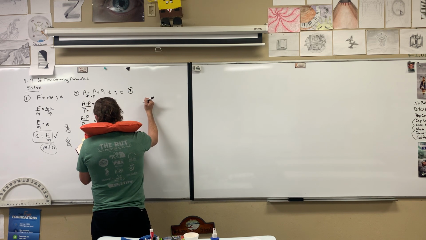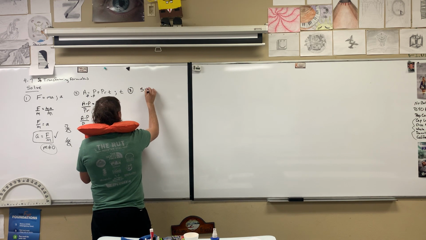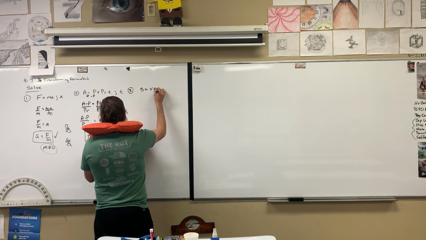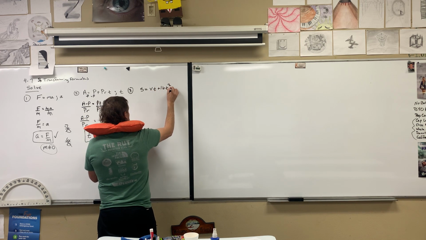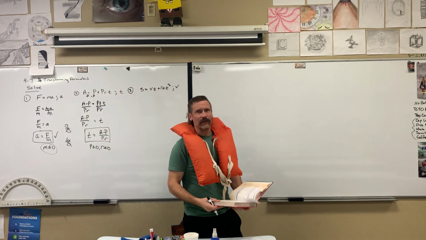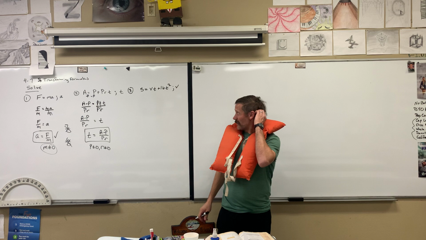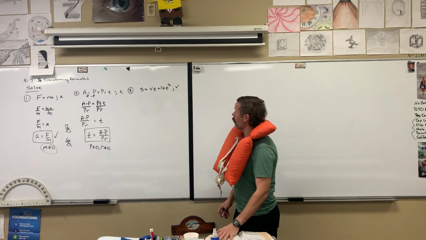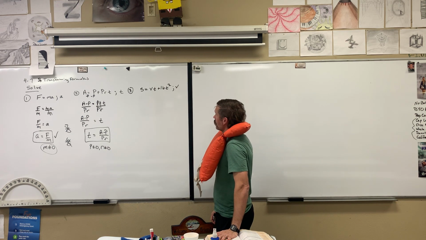If we go with S equals VT plus 16t squared, and we're going to solve for variable V. It looks a little bit different because we have a square term in here. Let's see if we can solve for it though without any trouble.